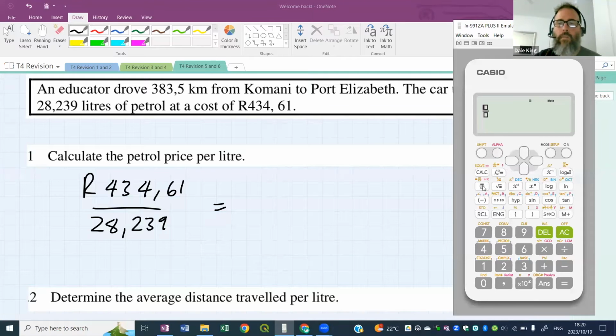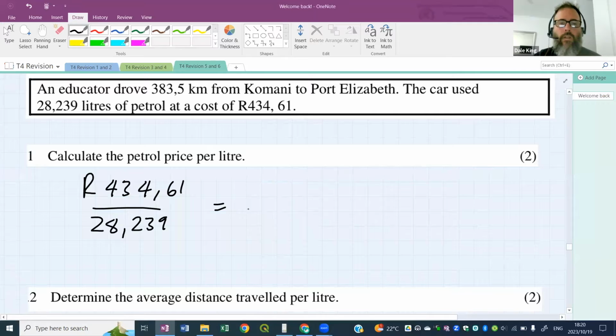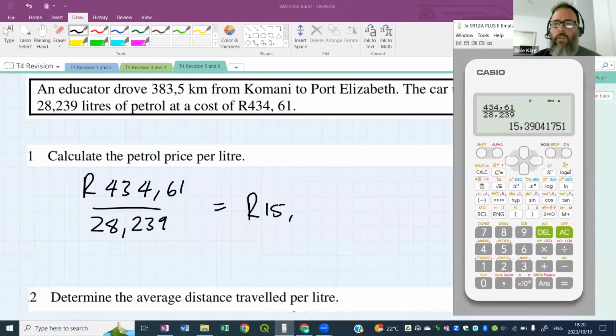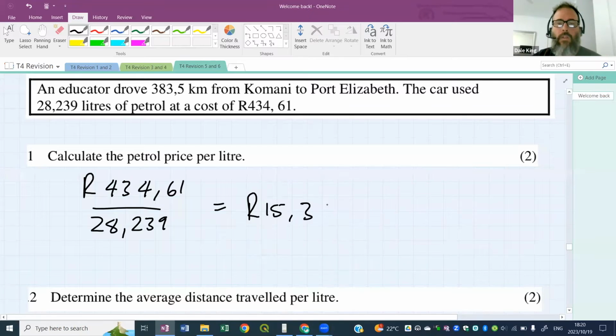Come on, calculator, wake up. Here we go. 434.61 divided by 28.239. Whoopsie. Why have we got 2 fractions? 434.61 divided by 28.239. All right, 15.39041, 75. I'm not writing all the decimals, so there's enough there.